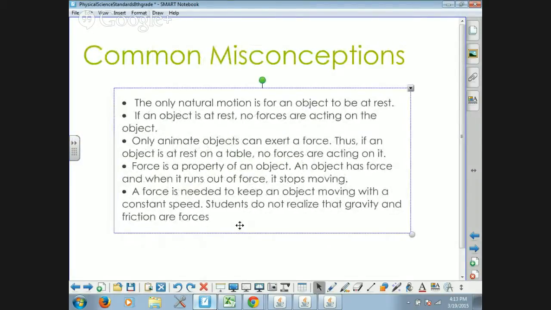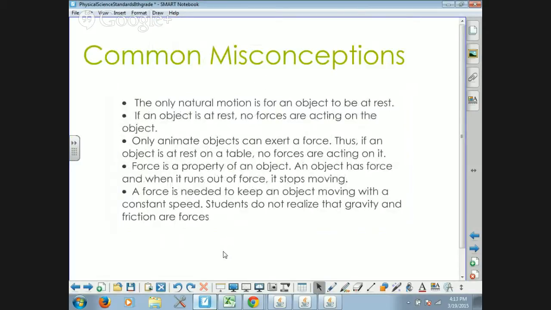And common misconceptions. There's a misconception out there that the only natural motion is for an object to be at rest. No, some natural motion is in motion. If an object is at rest, no forces are acting upon it. You know that's not true. Gravity is acting on it. Normal forces are acting on it. You could even have an applied and frictional forces that are the same.